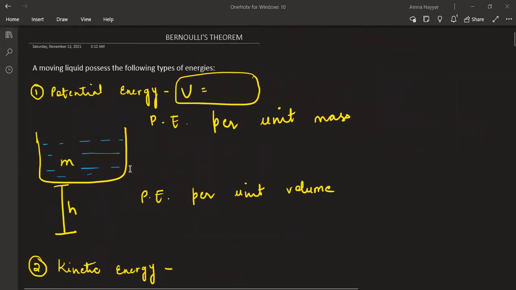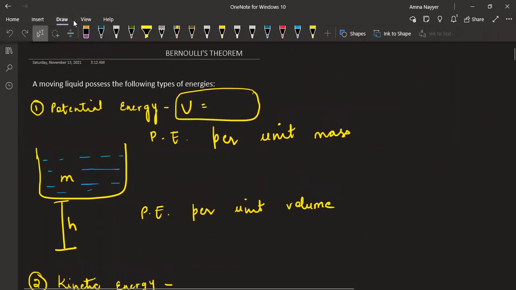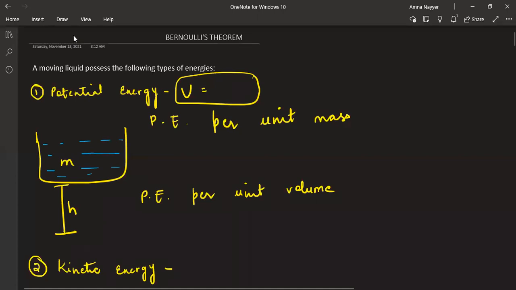See, in Bernoulli's theorem, we basically have conservation of certain energies. So before we exactly start with Bernoulli's, I'll discuss some of the energies. Like we have potential energy. All of you know potential energy is mgh. Now potential energy per unit mass: potential energy divided by m. So this becomes mgh divided by m.